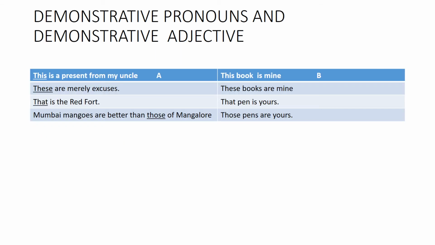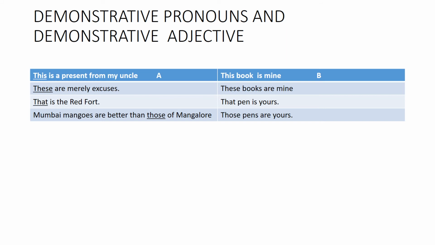Demonstrative pronouns and demonstrative adjectives. Students, let's understand the difference between demonstrative pronouns and demonstrative adjectives. Pronouns used to point out the object to which they refer are called demonstrative pronouns. Demonstrative adjectives are placed before nouns and tell us more about nouns. They are not used in place of nouns.